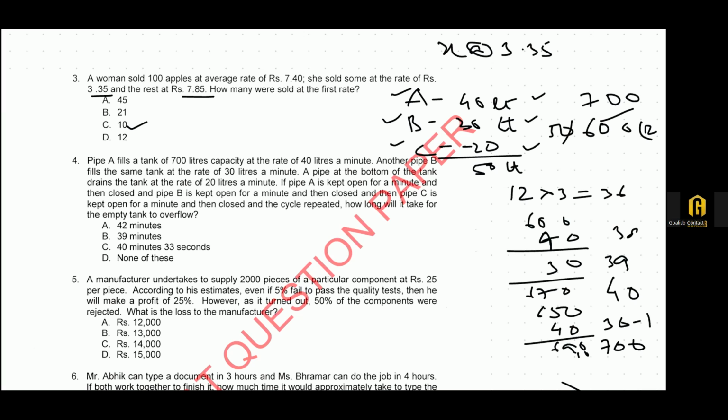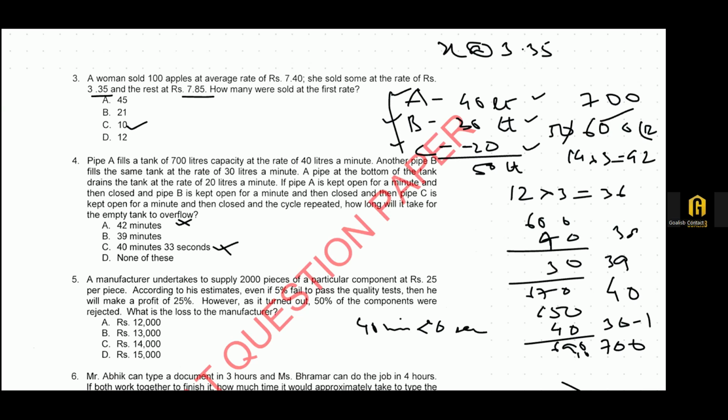Had you divided 700 by 50, you would have got 14, and 14 multiplied by 3, because there is a 3-minute cycle, would be 42, which is the first choice, but that is not the answer. The answer is 40 minutes. One third of a minute to fill in 10 liters. So one third of a minute is 20 seconds. The answer should be 40 minutes, 20 seconds. The choice should be none of these. Okay.